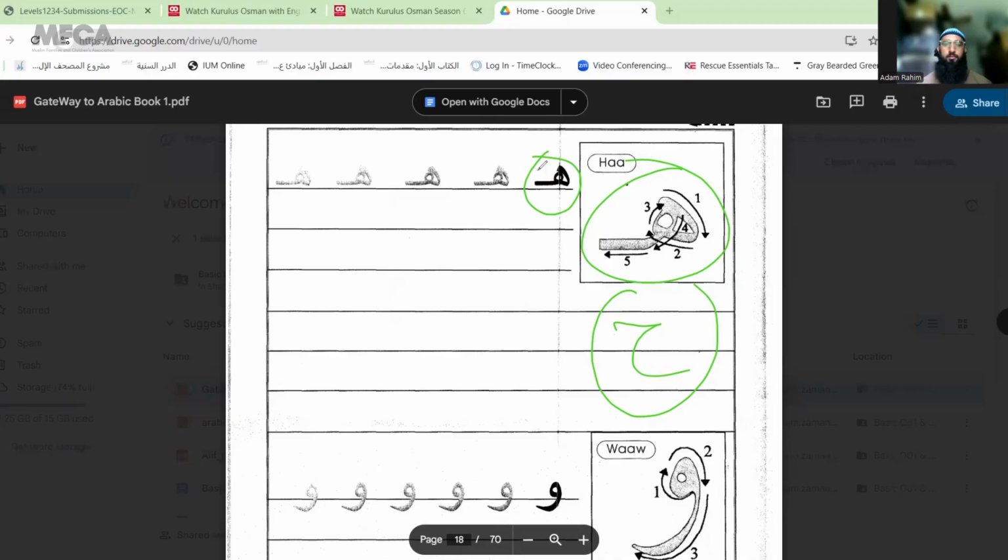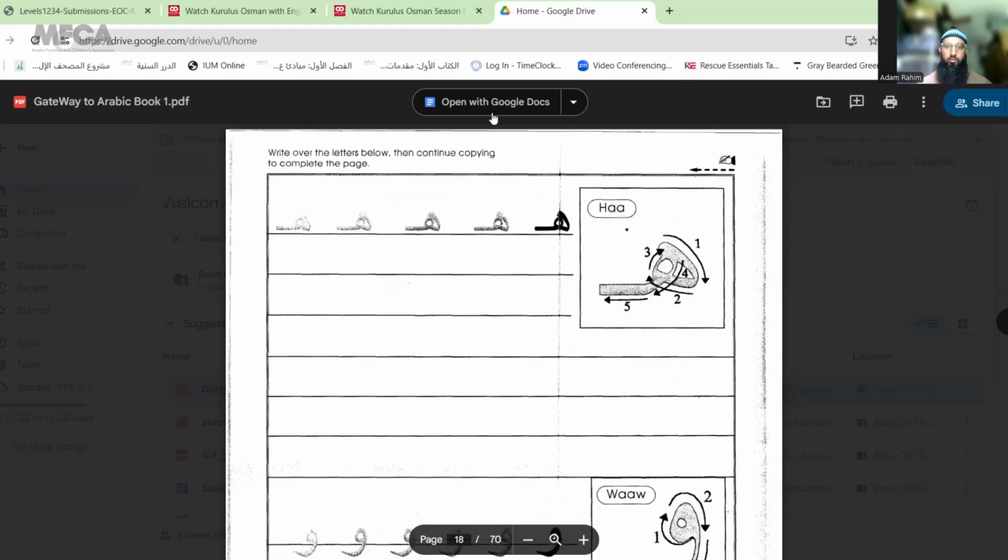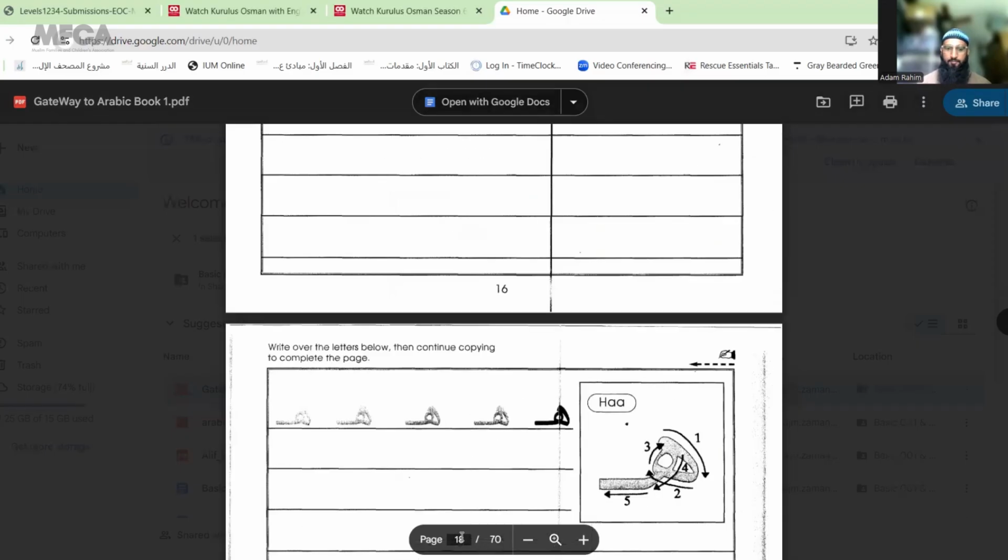Sister Melissa, please. Ha. Very good. Brother Sharif. Ha. Excellent. Brother Sayyid. Very good. Excellent, all of you. Now, if we go back to page 25, right, let's make a note regarding this letter Ha.